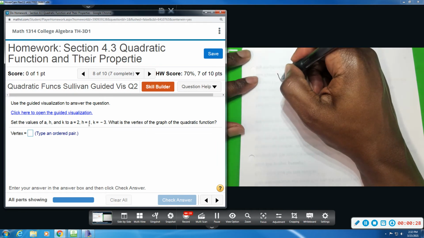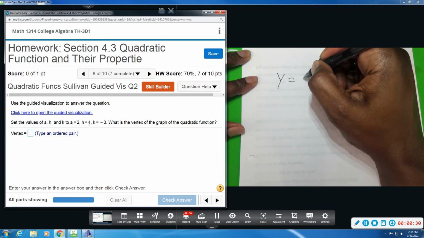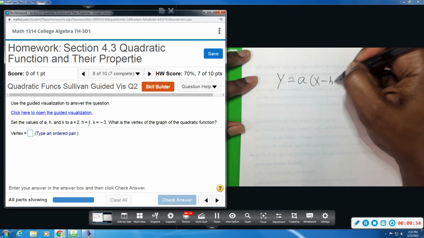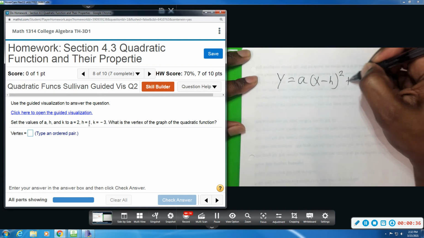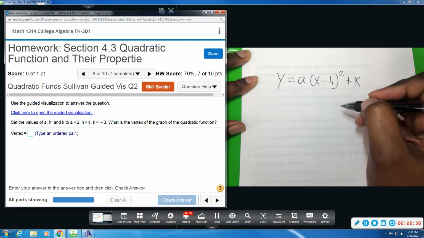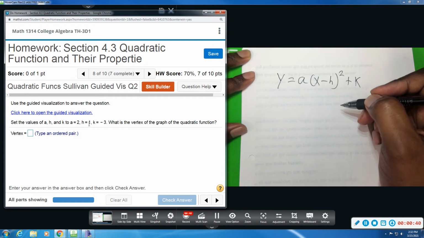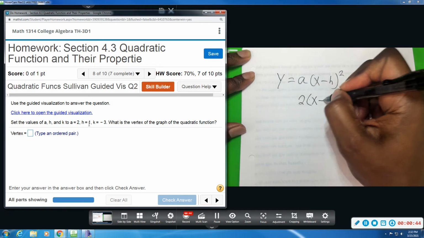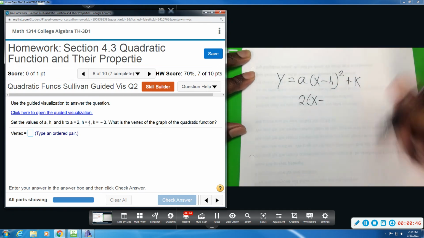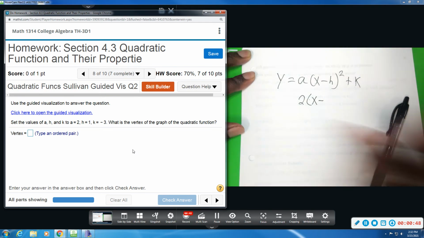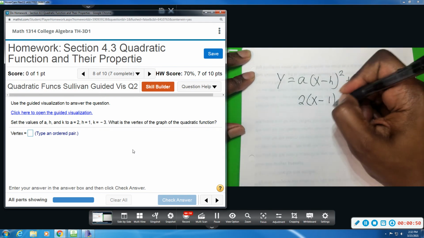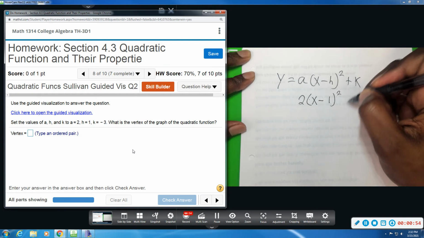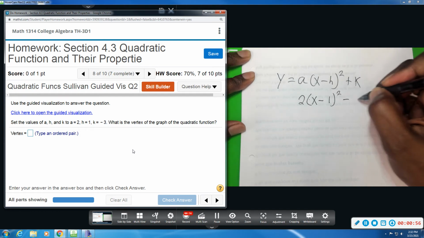Vertex form is a(x minus h) squared plus k. If we were to plug those in, our equation would look like this. A was 2, x minus h. H was 1, so we just put -1, and then squared, and then k was a -3. So I can say +3, I can just say -3.